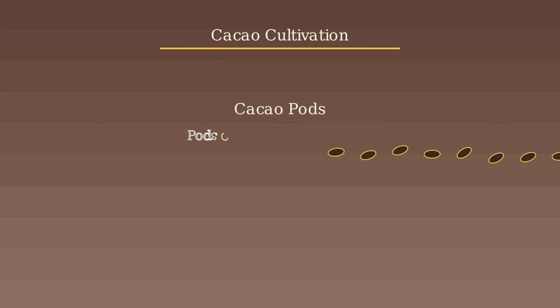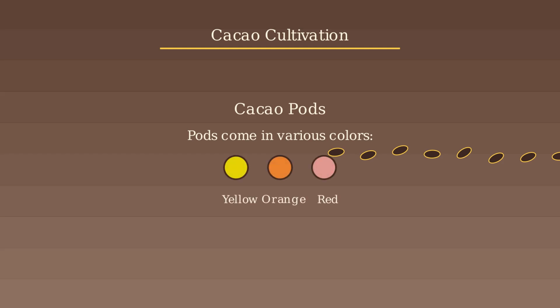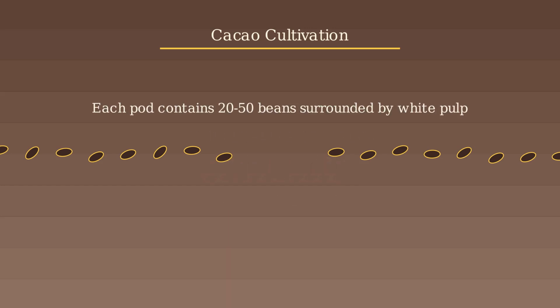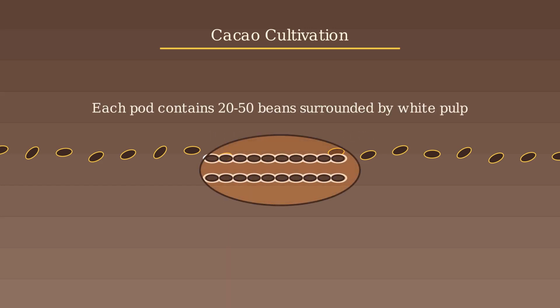The cacao pods come in various vibrant colors, including yellow, orange, and red. These pods grow directly from the trunk and main branches of the tree in a growth pattern called cauliflory. Inside each colorful pod, you'll find 20 to 50 beans. These beans are surrounded by a sweet white pulp called mucilage.